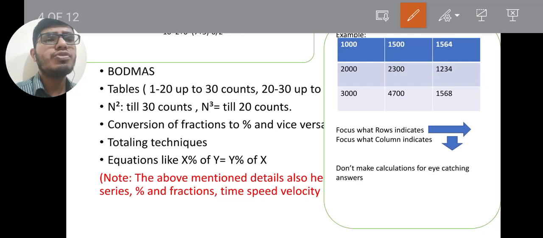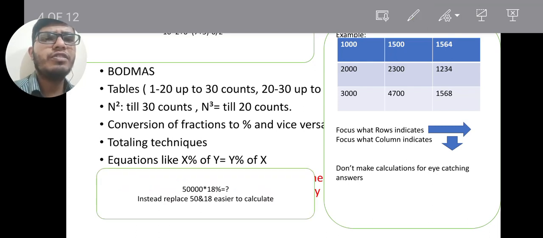So we should not make the calculations for eye-catching answers. So what is an eye-catching answer? In this column, which column's average is highest? If they have asked that, then what are you going to do? Are you going to total every column and divide it by 3? Average is summation divided by n, is it? You need not go for that, because the highest total column itself will be the highest average. Am I right?